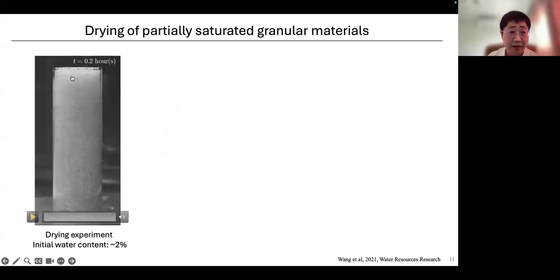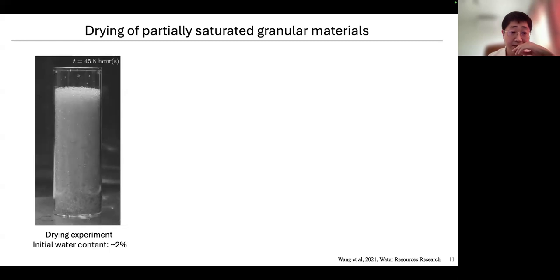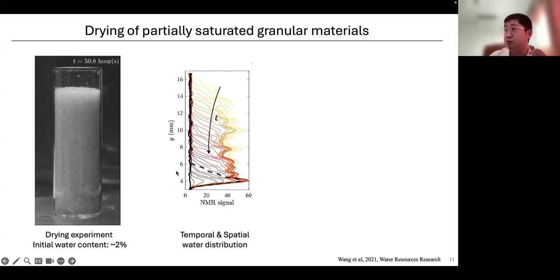So I have a video over here showing the drying process of wet granular material. I'll just play this video. I just want to show you that during the initial drying process, we can visually see there's a drying front propagating downwards. Towards the end of the drying process, we did see some collapse of the granular material.